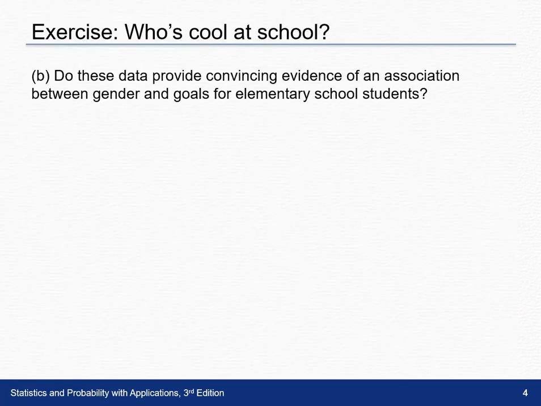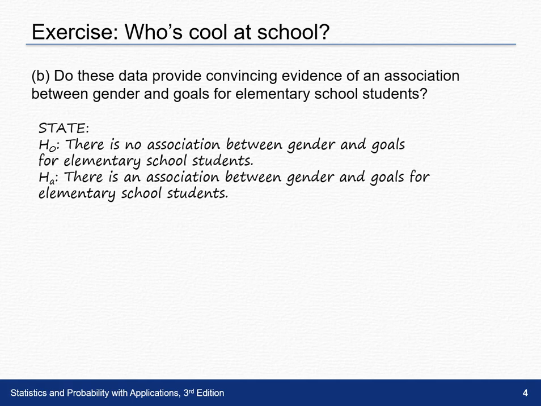Part B, we're asked, does this data provide convincing evidence of an association? So we're going to complete the four-step process here. So starting with stating, we'll state that there is no association between gender and goals, and there is an association between gender and goals. We'll use an alpha of 5%, or 0.05, here. Our plan is a chi-squared test for an association.